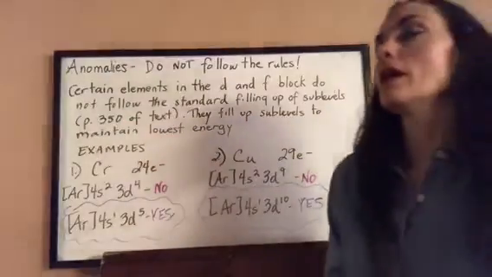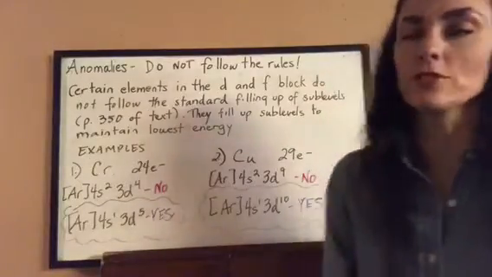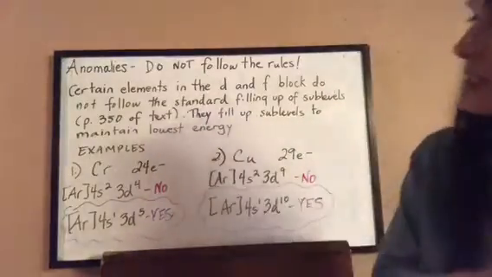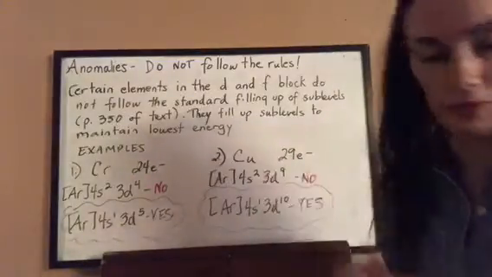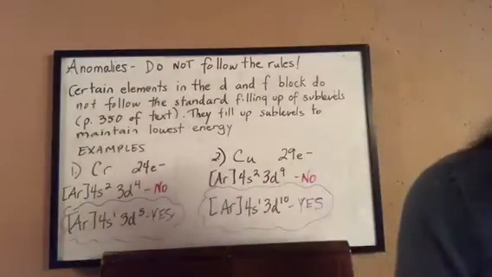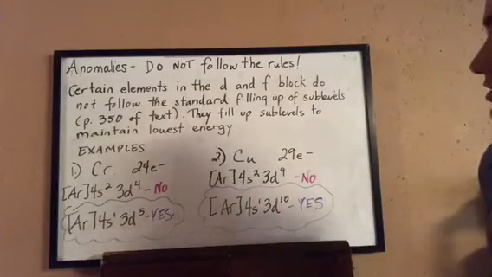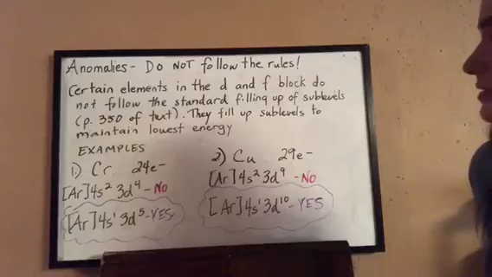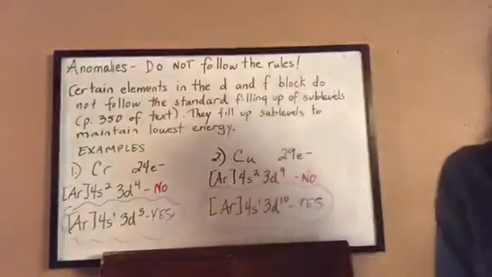The F sublevels, the F blocks, they do similar things too. They sometimes fill up the D sublevel first and then fill up the F sublevel. They do some crazy things there, those D and F electrons. Hey, this concludes electron configurations, and we will continue on with more periodic properties in the subsequent videos.